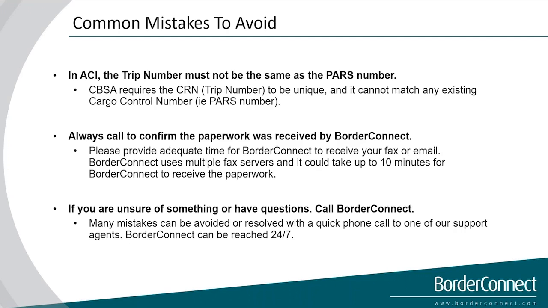Common mistakes to avoid. In ACI, the trip number must not be the same as the PARS number. So when you're filling out the fax form and you put in the trip number as 1234 PARS 0000556, but yet that's your PARS number, you're going to run into a problem, because now we can't process your manifest until we verify a correct trip number for you, or we're going to have to follow up with you and tell you that, hey, you need to give us a new trip number because we can't process this. CBSA requires the conveyance reference number, the trip number, to be unique, and it also cannot match any existing cargo control number, i.e. PARS numbers.